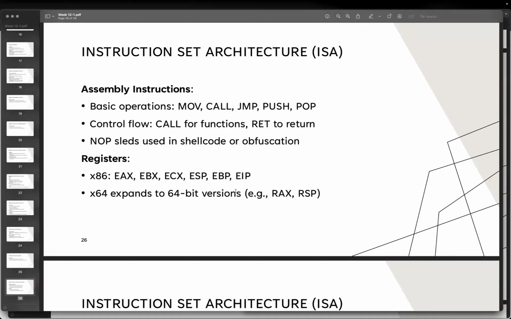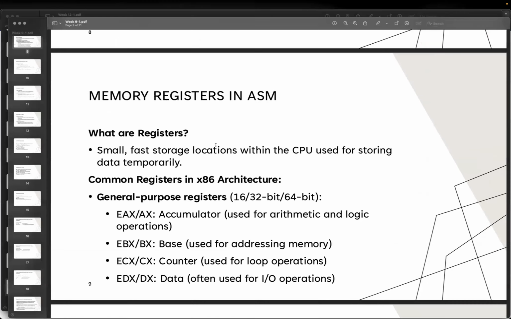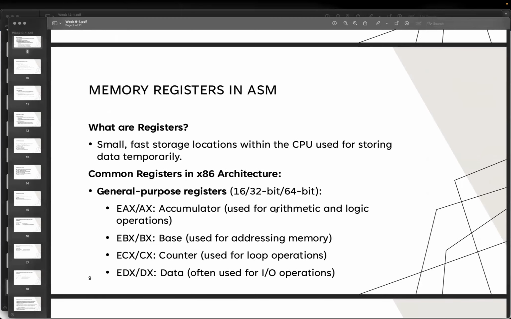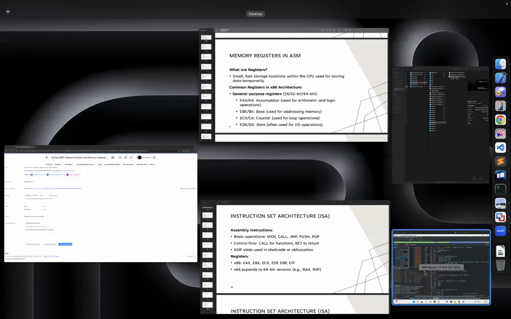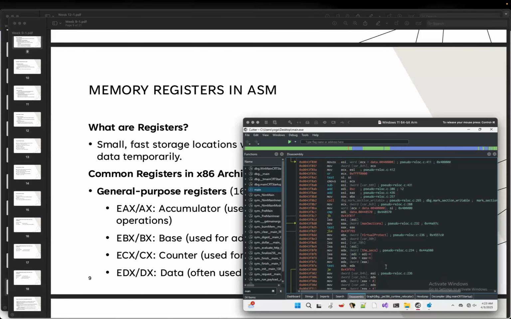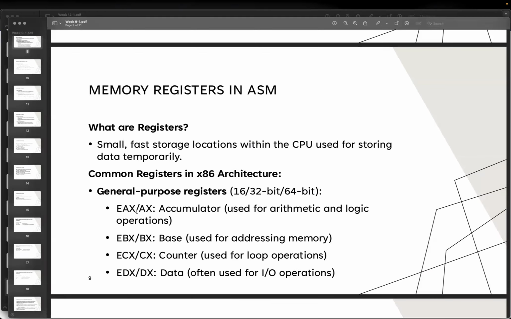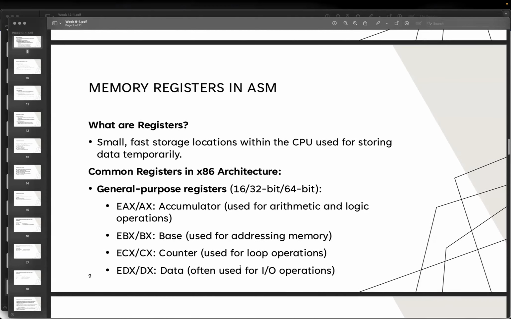The EAX, EBX and so on, I showed you in week 9, so I'll just give you some general purpose registers for 32-bit. When you see EAX, EBX, or if you are doing dynamic analysis in the debugger, you see them pushing content to EAX, or EBX for the base address, or ECX for the counter, for loop operations, or EDX, which is included for IO operations.